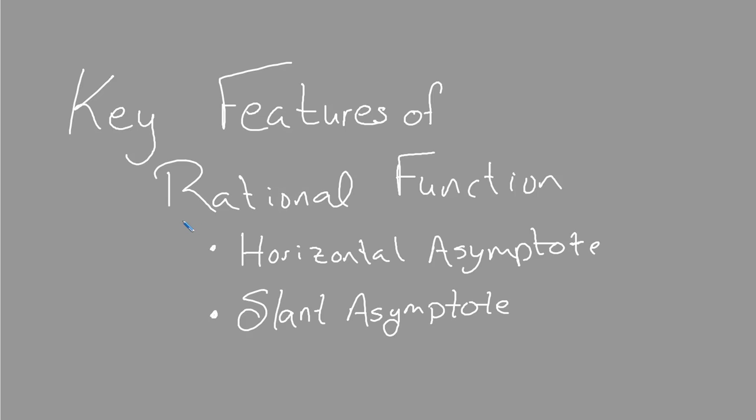Today I'm talking about the key features of rational functions again. We are going to be looking into what are called horizontal asymptotes or slant asymptotes. And you cannot have both of these, it's either one or the other. And all rational functions are going to have either a horizontal or a slant asymptote.